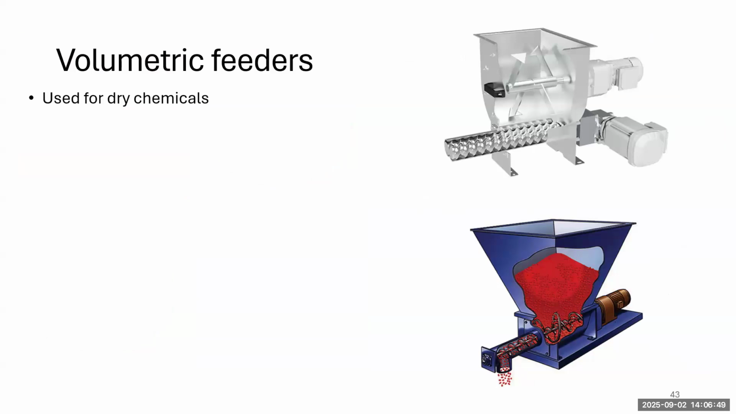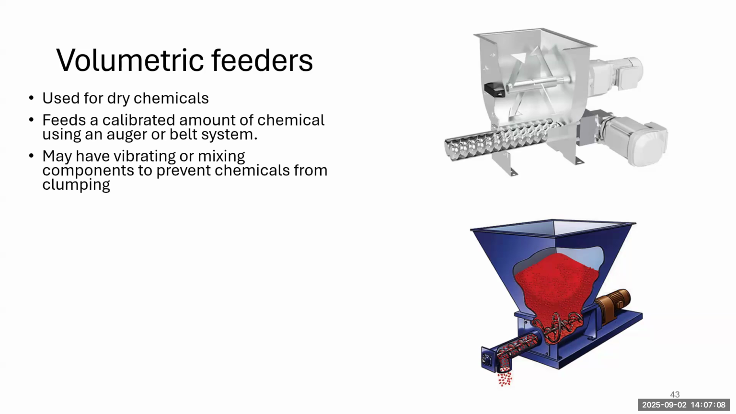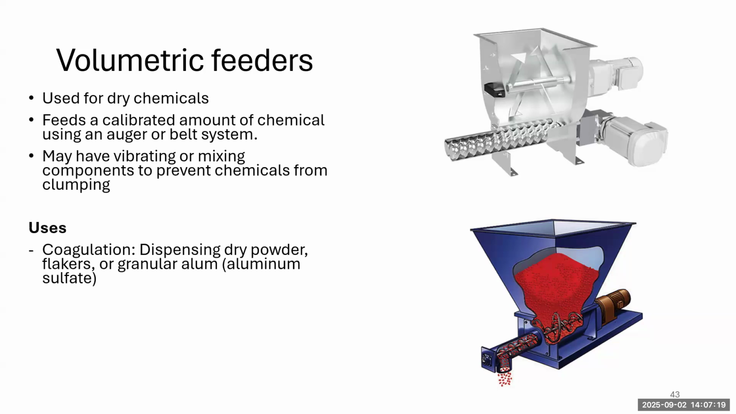There's different ways to feed chemicals. There's different types of feeders. The first is feeders that feed dry chemicals. It can be on the basis of the volume, where you'd have an auger or belt system that feeds a certain volume over time. And they may have some kind of a component that either shakes or mixes the chemical in the hopper so it doesn't clump together, so it'll feed evenly. And so there's different things that can be done.